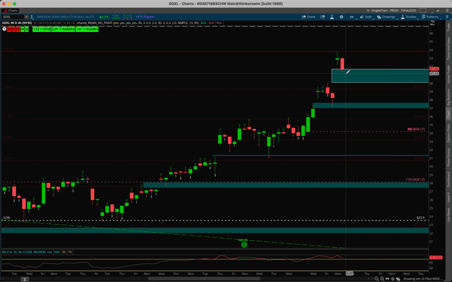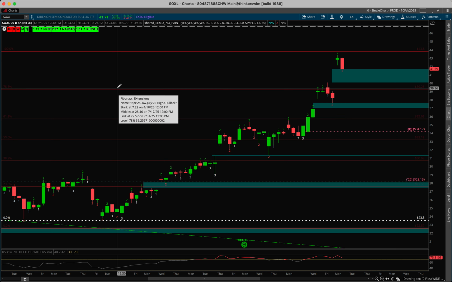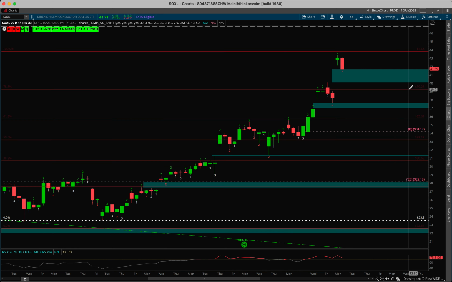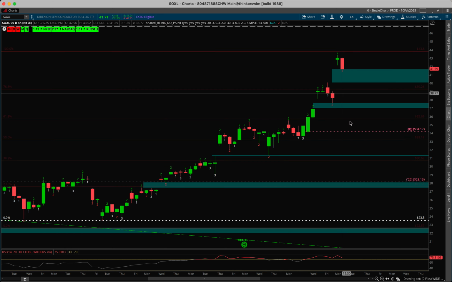So how far do we pull back? Do we reach this 2 down? We don't know, but we've got a gap here that could act as a magnet to at least close that. We do have this fib extension from the April 25 low to July 25 high, and then the little pullback that it had in July. This is basically the fib extensions of that bullish bull flag, right? So we could see support at that 78.6 fib extension level, 39.26. So we do have levels of support.